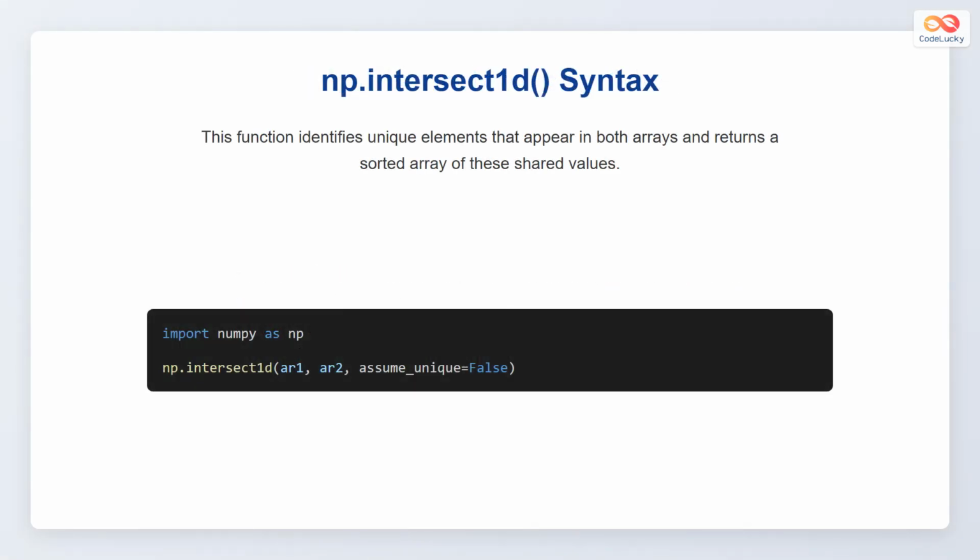The syntax of the function is written as np.intersect1d, followed by the first array and the second array inside parentheses. Optionally, you can include parameters like assume_unique, set to either true or false. This function returns an array containing all unique elements that exist in both input arrays. If assume_unique is set to true, NumPy skips the internal duplicate removal step, which can speed up performance when you already know your arrays contain unique values.